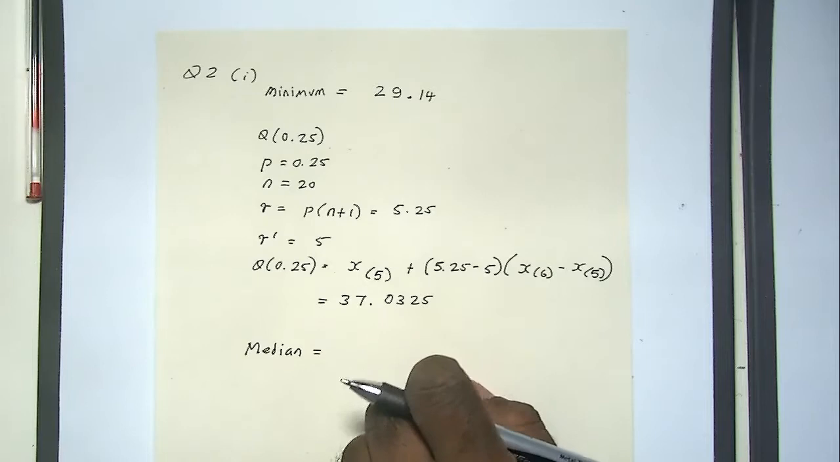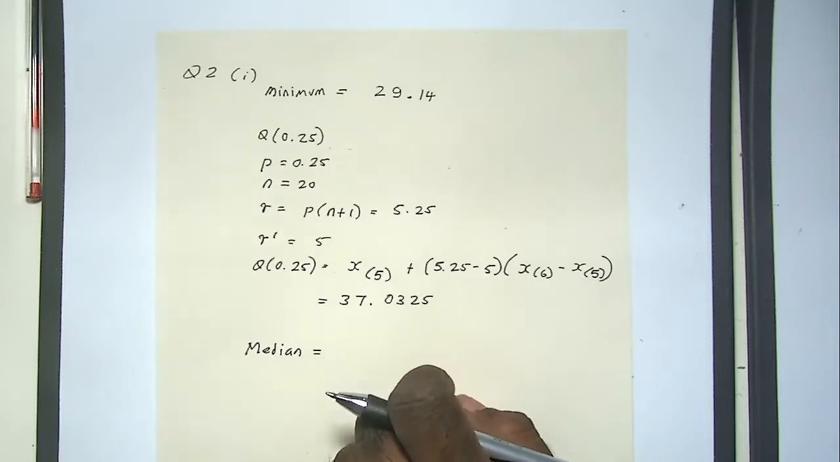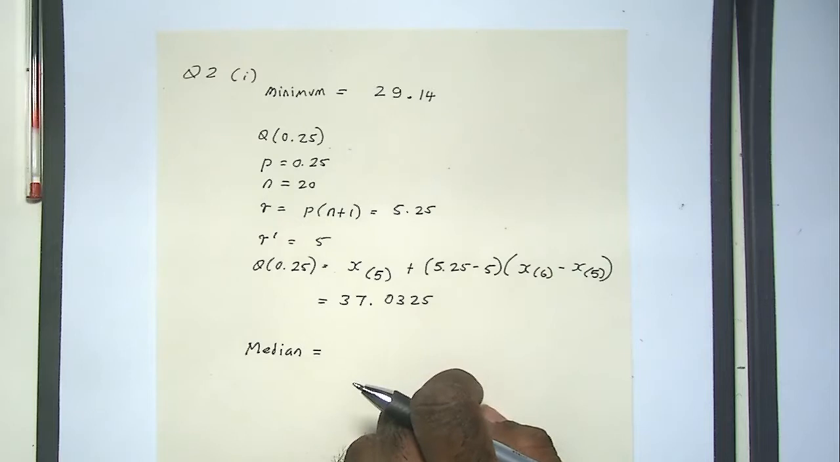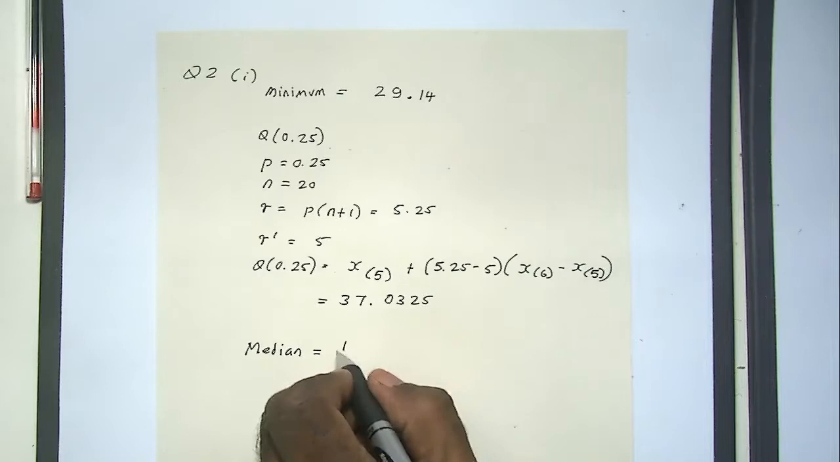Remember, I gave you a formula for the median, which depends on whether n is an even number or odd number. In this case, it's an even number. Do you remember the formula? Right. The formula is the following.